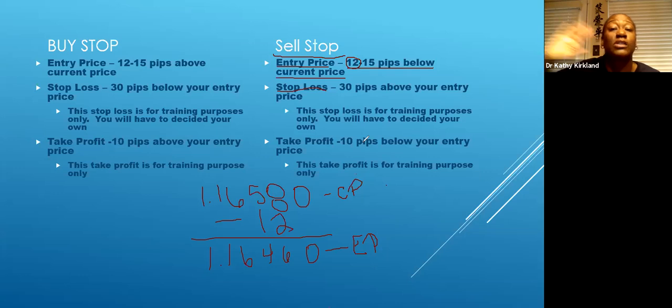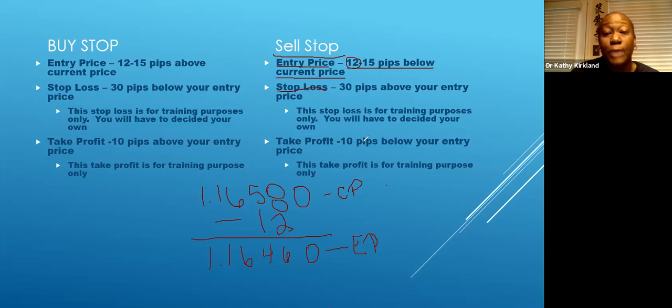If it goes X amount of pips the opposite direction of what I believe it should go, then I want you to take me out of the trade in the negative, but I want to come out of the trade. Your stop loss is the amount that you're willing to lose. It's how much you're risking. So please keep that in mind.